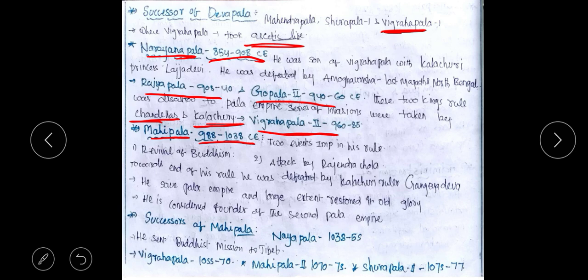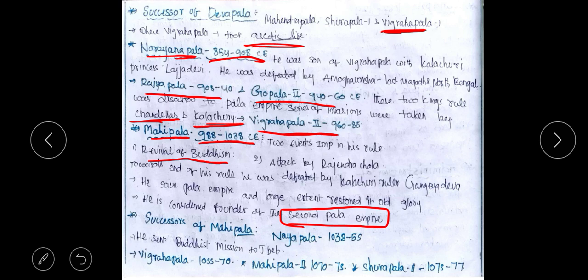So Mahipala is considered the founder of the second Pala Empire. The first important event is the revival of Buddhism. At the time, Buddhism was alive only in the Pala Empire, while in other parts of India it was almost declining. Mahipala took measures to revive Buddhism. From the Palas, Buddhism spread to Tibet and other parts of Southeast Asia, such as Myanmar, as the Pala rulers sent missionaries to various countries.